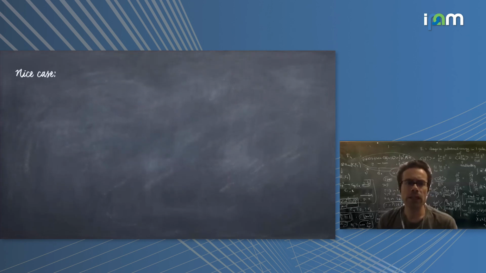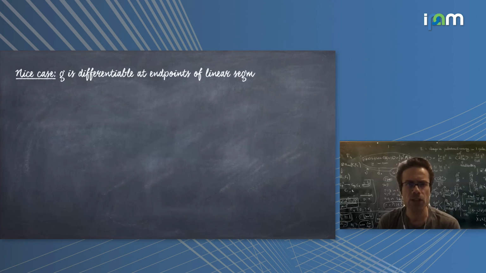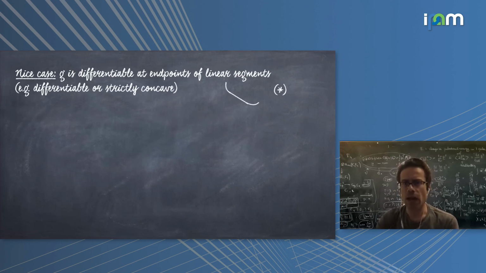Let's look at a special case. Suppose the shape G is differentiable at the endpoints of its linear segments. That means that when you draw this level curve, every time you have a linear segment, the curve is smooth at the endpoints. That's an assumption I'll use, and I'll call it star. For example, this holds if the shape is always differentiable, or if it's strictly concave, so there are no linear segments.